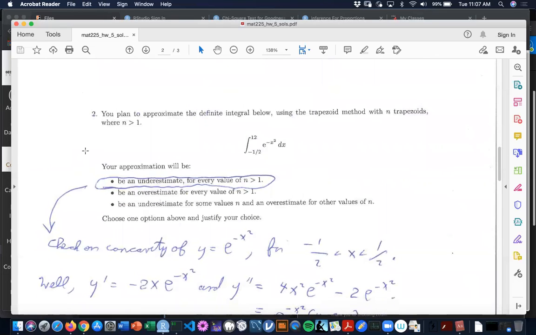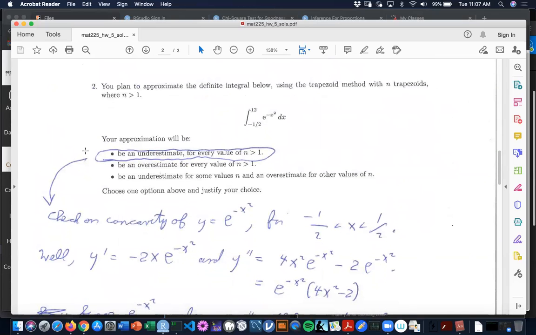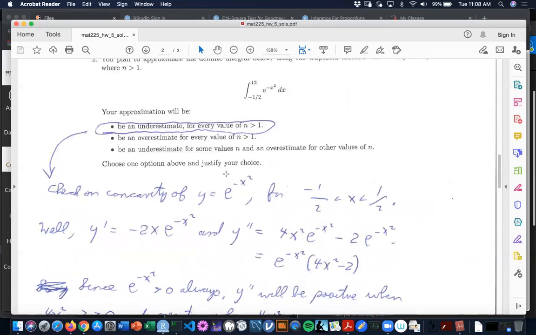Next one, you plan to approximate the definite integral below using the trapezoid method with n trapezoids where n is bigger than 1. So I say that this approximation is always going to be an underestimate, but why? So I check on the concavity of the function e to the minus x squared. I need to check on the concavity over the region of integration, minus a half to a half.